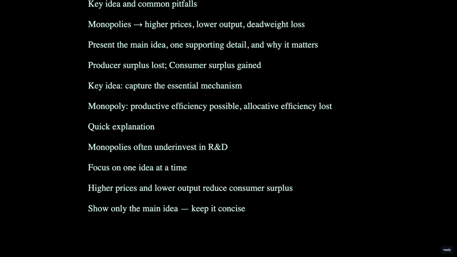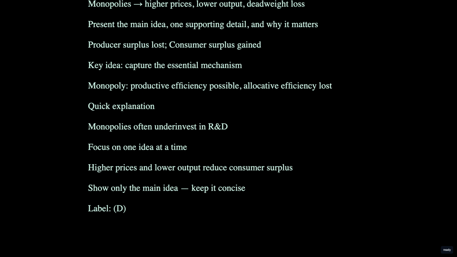Put a single, clear claim on the screen and avoid long sentences there. Use your voice to add one brief piece of context or a quick example so viewers understand why the claim matters. This note marks the relevant element with the letter D. We'll use that label to refer to or select option D in the next steps.